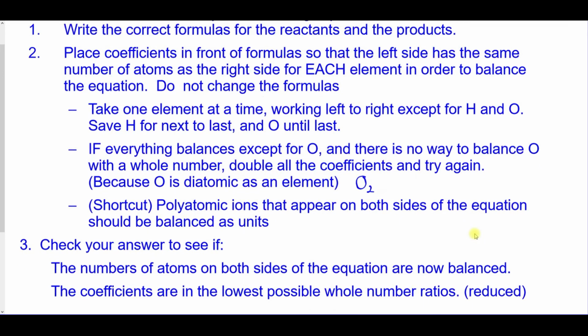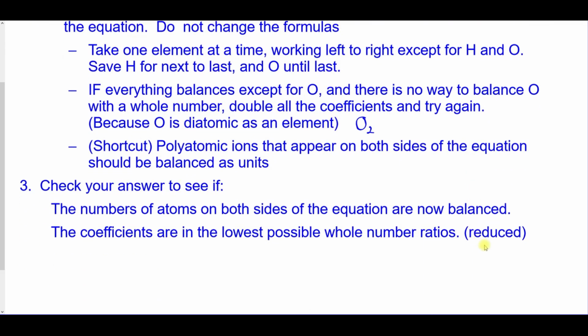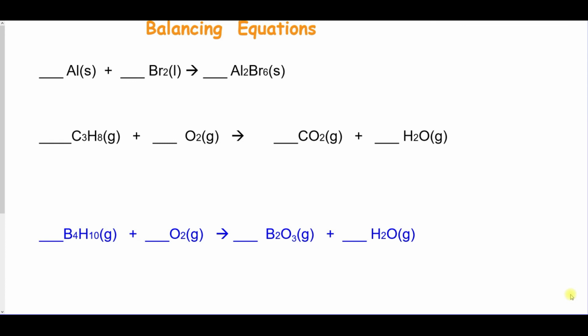then you want to balance them as a unit. Once you think you're finished, you want to count your atoms to make sure that it's balanced, and then the coefficients have to be reduced. They have to be the lowest possible whole number ratios. Pause the video and give these a try.